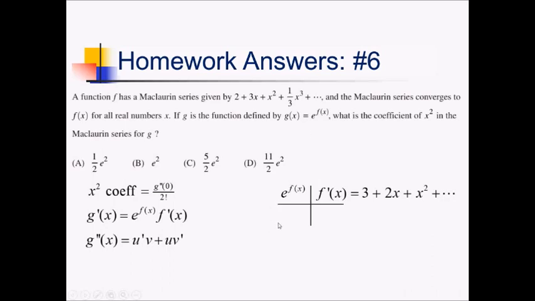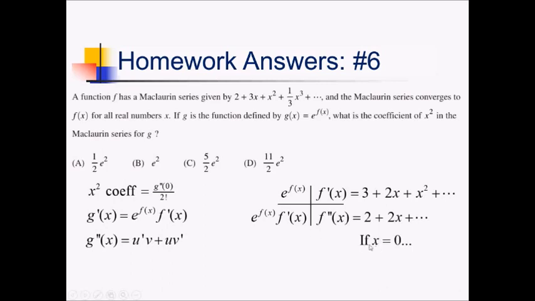So that's just e to the f of x times f prime of x again. And the derivative of f prime is, well, f double prime. But we can be a little more specific. If this stuff here represents f prime, then f double prime is going to be, using the power rule here, 2 plus 2x, and so on and so forth. So we need to figure out g double prime of 0.